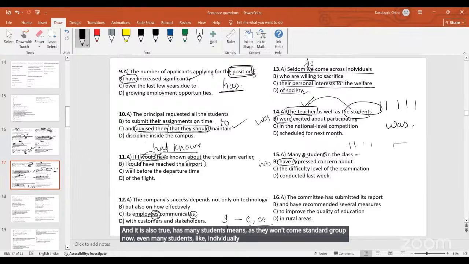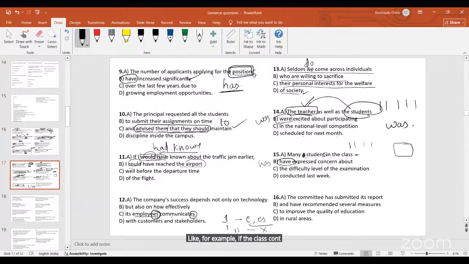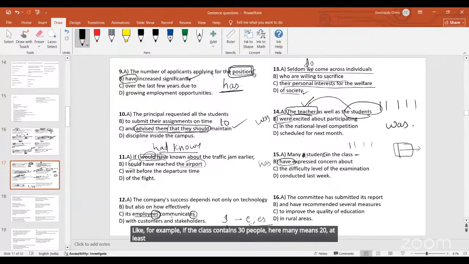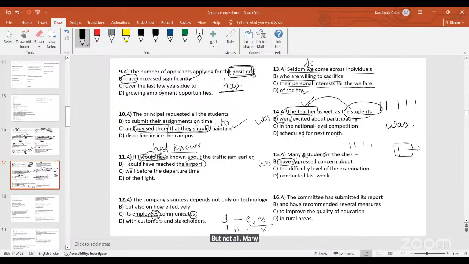For example, if the class contains 30 people, here many means 20, at least 20. But not all. Many means not all. All is different from many, right? But still a few students were left. So we consider the remaining students, and the ones who come under many will come like individual persons. So has is the right option, and many students is also the right thing to do.